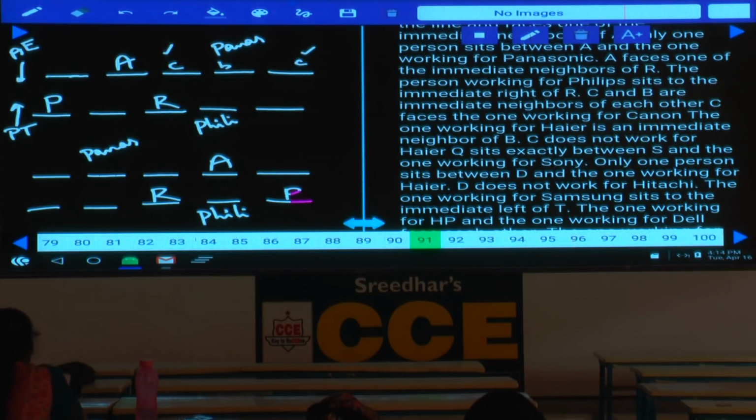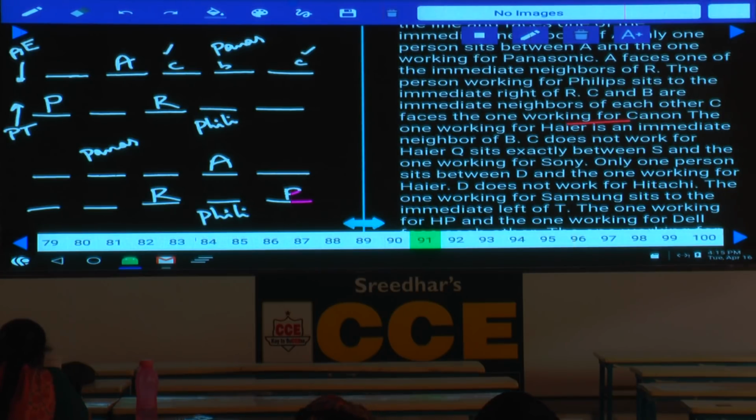Why C cannot be Panasonic? Because C must be facing Canon, isn't it? C faces Canon, and C cannot be here. Hence there are only two possibilities for this C. Then again, coming to this one, C and B are opposite to each other. Then here, all the three possibilities are there, isn't it? And C does not work for Canon.